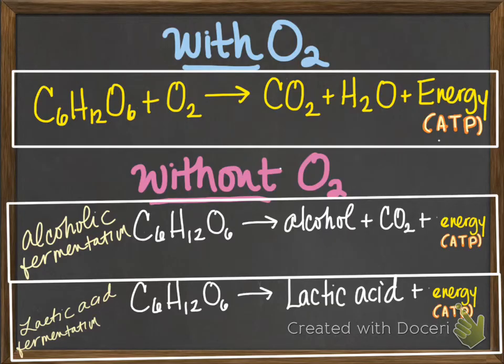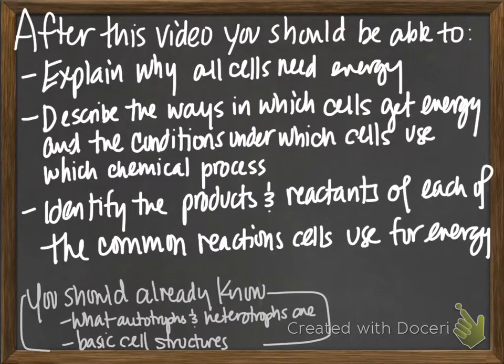Remember that neither of the fermentation processes produce a lot of energy for the cell, so most cells that have a choice will perform aerobic cellular respiration. Okay, can you explain why all cells need energy? Can you describe the ways in which cells get energy and under what conditions they'll use which process? Can you identify the products and reactants of each of the common reactions that cells use for energy? If so, you're good.